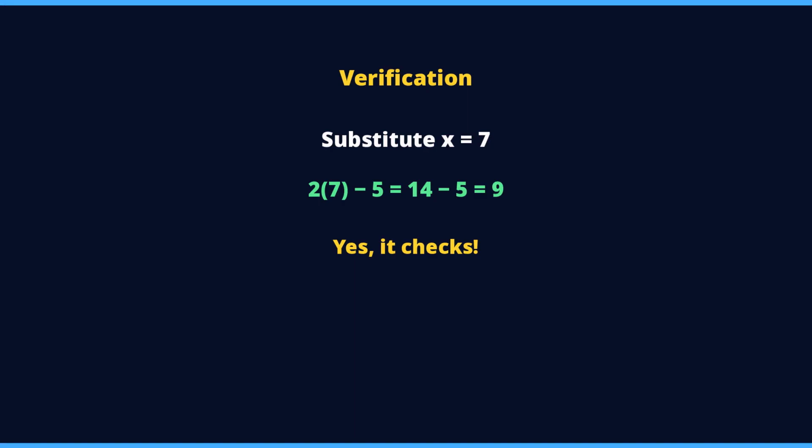To verify, substitute x equals 7 back into the original equation. 2 times 7 is 14. Minus 5 is 9. It checks out perfectly.